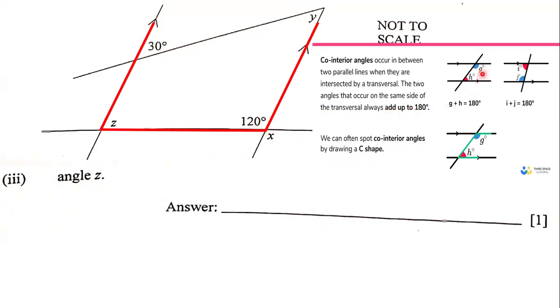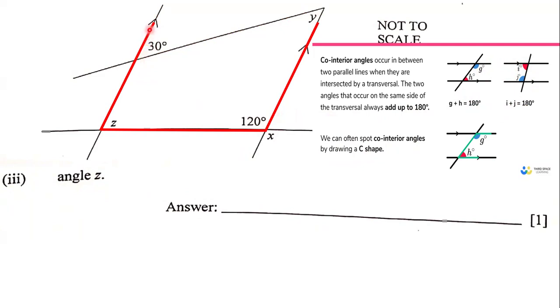So co-interior angles add up to 180 degrees, which means that here G and H are co-interior angles and they add up to 180 degrees. The same here for I and J. They form a C shape. The C shape helps us to locate the co-interior angles. And I and J are co-interior angles and they add up to 180 degrees.